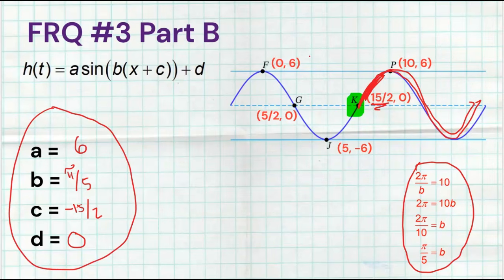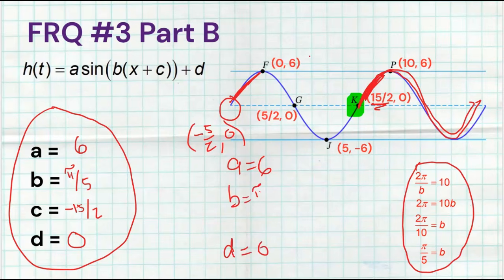Now, I really can't see any other starting position. You could start right here, and that would be negative 5/2, comma, 0, and that would be okay if you did label that point. You didn't have to label it because it's not F, G, J, or K, or P. But if you did understand that that's the value of that point, then you're going to have an A value of positive 6 because it goes up first. Your D value is going to be 0. The midline is still 0. Your B value is going to be pi over 5. And your C value could now be a positive 5/2 because it's starting left. It's going left, which is going to be a positive C value for that horizontal translation. So that would be another option if you did recognize that.